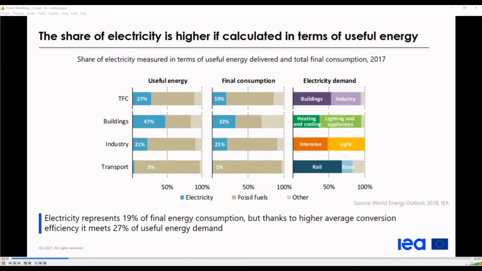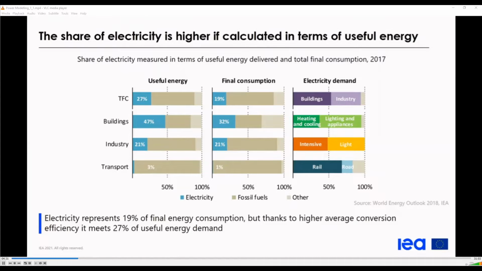So more on demand. We looked yesterday at end-use sector energy demand. Electricity accounts for a very important part of it. At the global level, we are talking about 1/5 of end-use sector energy demand that are met by electricity. And if we consider that electricity has a higher conversion efficiency compared to other fuels, other energy vector, then this share of useful energy is even much, much higher.